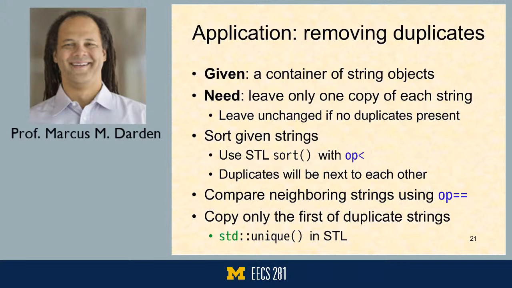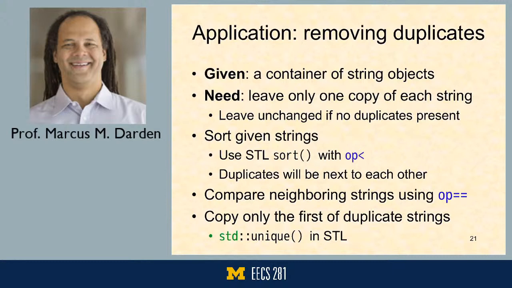So here's an application. How about removing duplicates? Given some container of string objects, what I need is to leave only one copy of each string. And I should leave this container unchanged if no duplicates are present. So how could I do this?